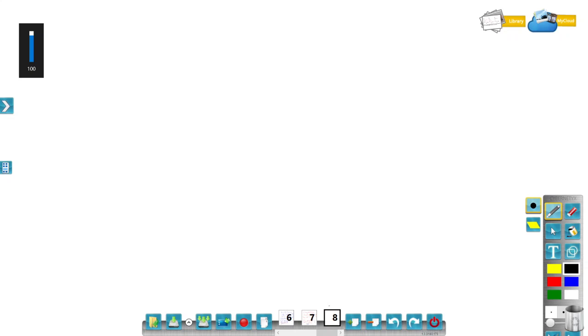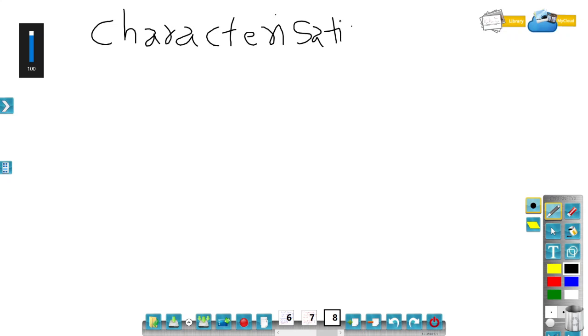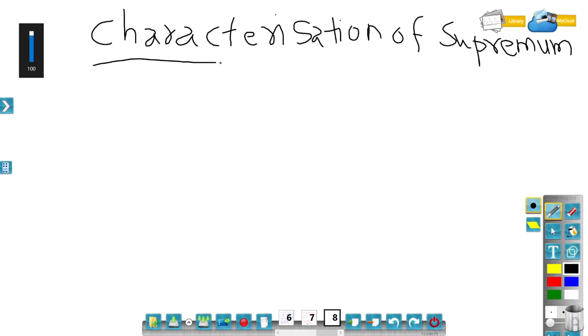So let us write down the characterization property of supremum. The characterization of supremum which I am giving is basically an equivalent definition, or it gives an equivalence of a supremum. So the definition of supremum can be replaced with this characterization property. So the result is as follows.